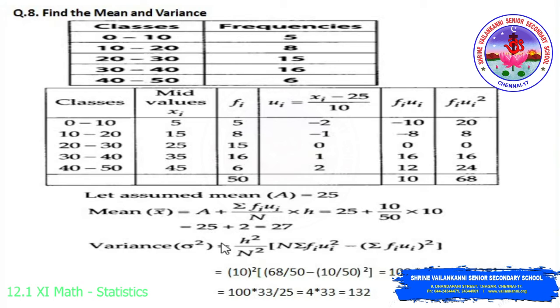Here variance sigma square equals h square into summation fi ui square by n minus summation fi ui by n whole square, where h is 10, and fi ui square is 68. So 10 square into 68 by 50 minus 10 by 50 whole square, which is 100 into 34 by 25 minus 1 by 25, which is equal to 100 into 33 by 25, which is equal to 4 into 33 equals 132. So sigma square is 132.